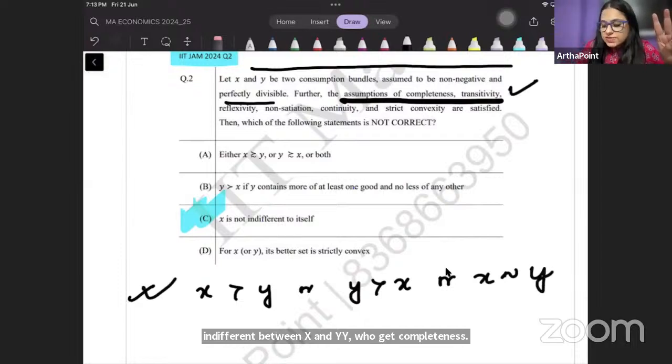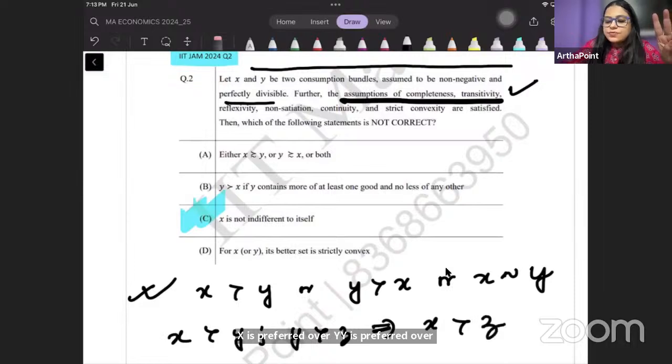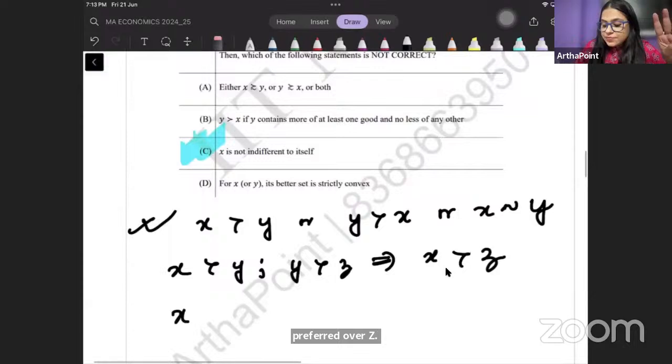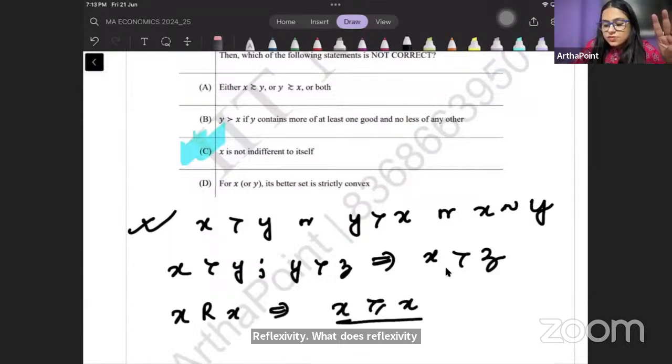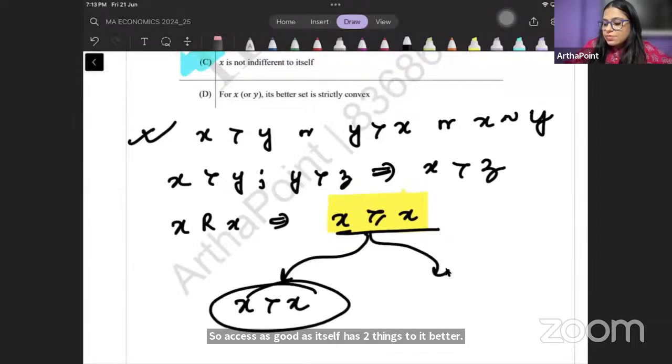Transitivity. What does transitivity say? If X is preferred over Y, Y is preferred over Z, then X is preferred over Z. Reflexivity. What does reflexivity say? X R X, which means X is as good as itself. So X is as good as itself has two things to it, beta. Either X is preferred over X or I am indifferent between X and X.